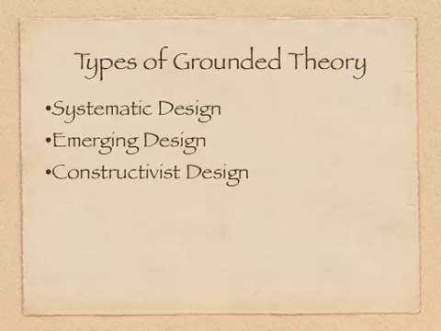So the systematic design came about, and then some other people were using grounded theory, and then they developed the emerging design after the systematic. And that went along, and then you had the constructivist design, because although they liked the previous designs, they thought that this part should be changed. So in theory, they're all very similar, just with some minor differences.